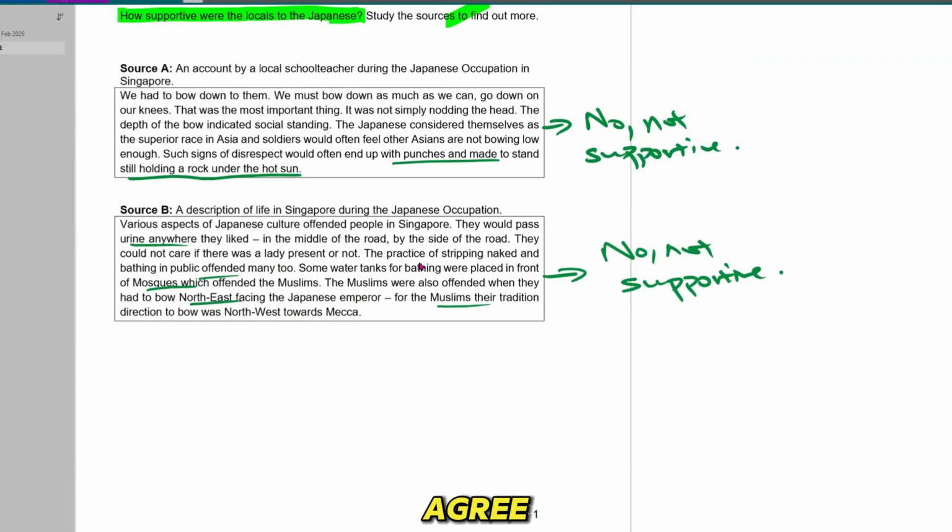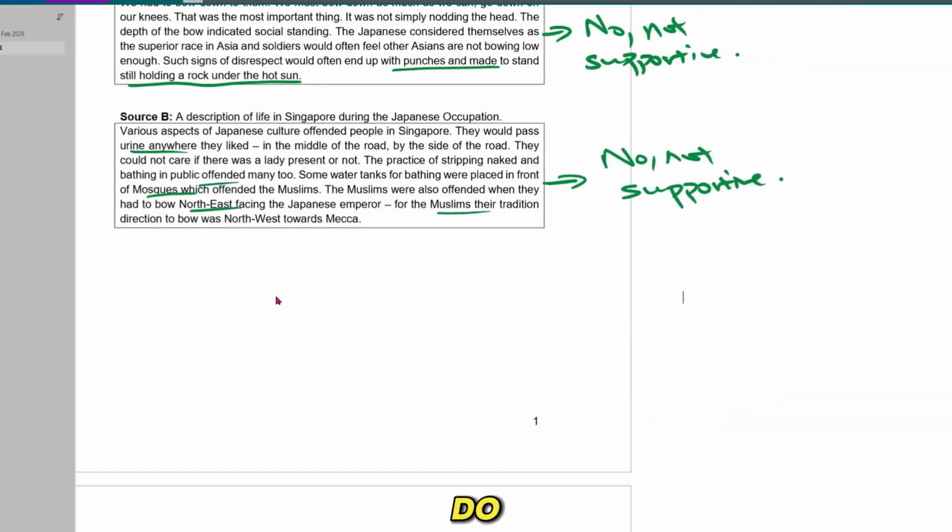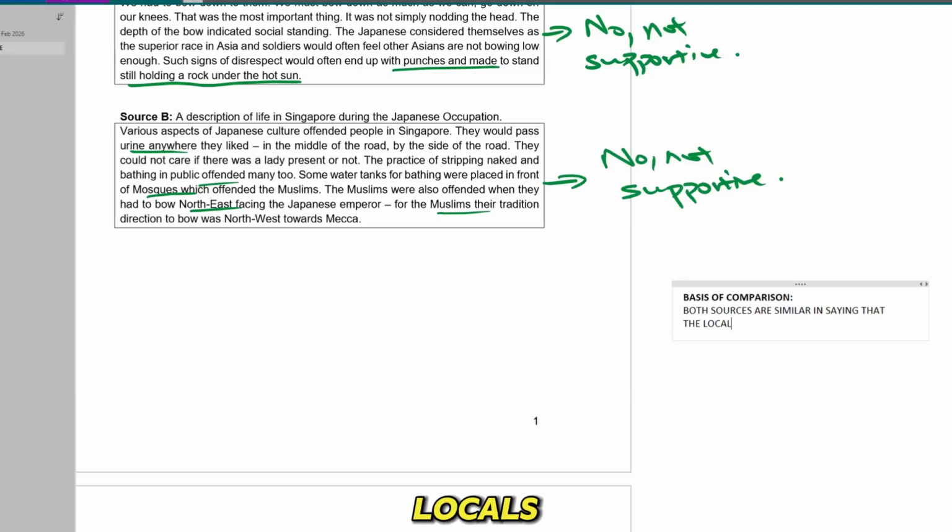Am I right, students? Agree that these people here are also not happy with the Japanese? Same as this one. Do you agree with me? They are all not supportive. So immediately, can you see that you already formed a similarity? Do you all see that, boys and girls? There is a similarity here already. All right. They're both sources. Remember how to do similarity? First must do basis of comparison. What is your basis? So your basis will be: both sources are similar in saying that the locals were not supportive of the Japanese, full stop.